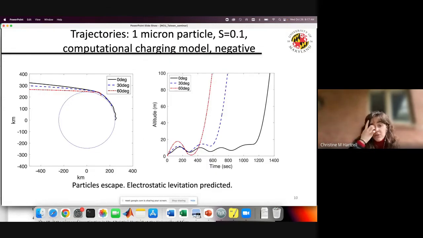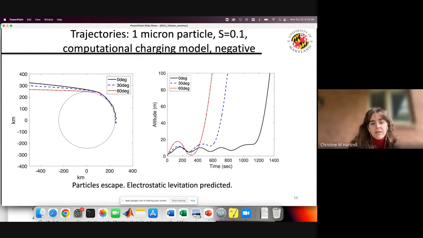Here are some trajectories for 1 micron particles. Again, each individual particle is numerically integrated by itself. There are no interactions between the particles. I just plot them all on the same plot so we can see them at the same time. All right, so we're looking down on the North Pole of this asteroid. This point here is high noon. The sun is over to the right. The asteroid is rotating counterclockwise. The solar radiation pressure is flowing from right to left across the screen.